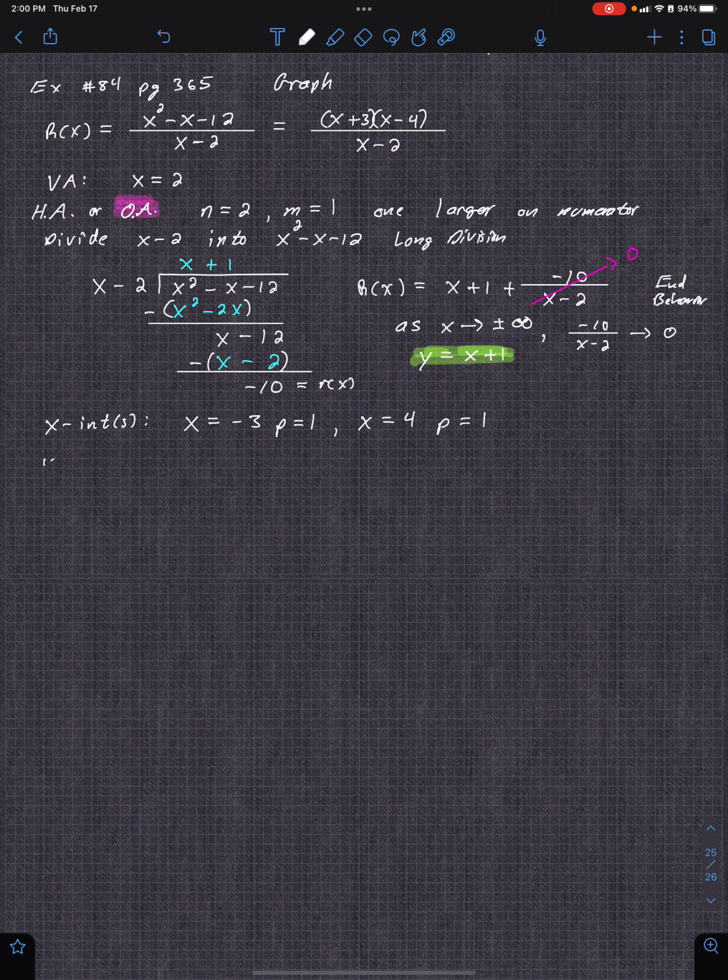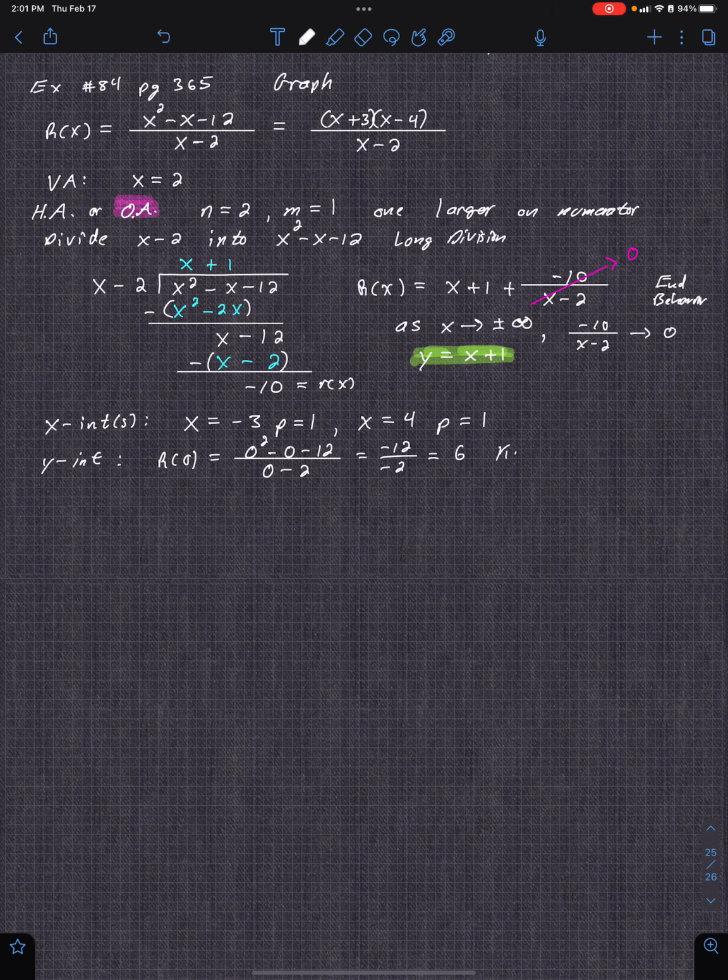Okay, and then the y-intercept is, of course, your r of 0. So you evaluate the whole thing, and if it's in this form, then it's easy. You just look at the constant term divided by the constant term, which looks like it'll be 6, but I'll go ahead and show that. So you substitute in, you get 0 squared minus 0 minus 12 divided by 0 minus negative 2. So that's negative 12 over negative 2, which is, of course, 6.